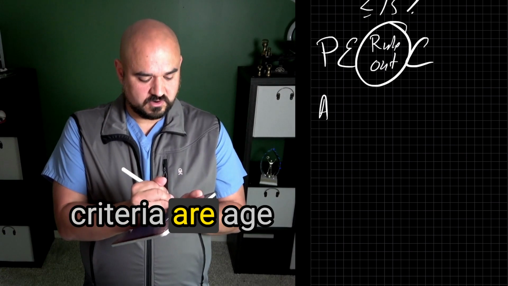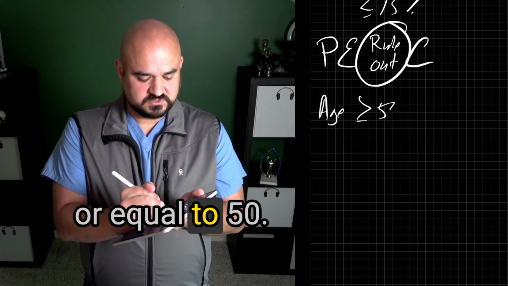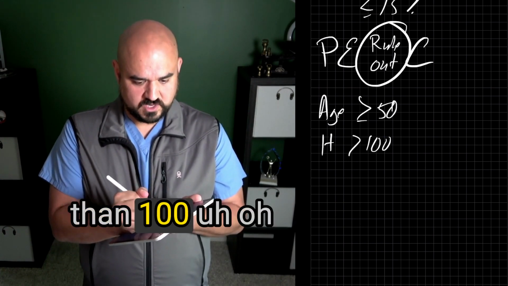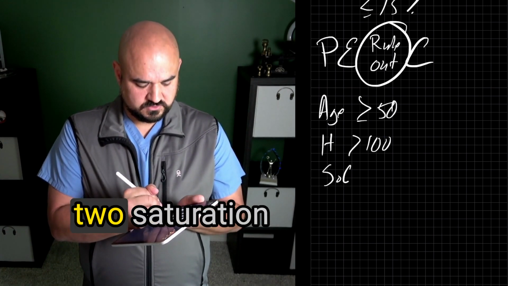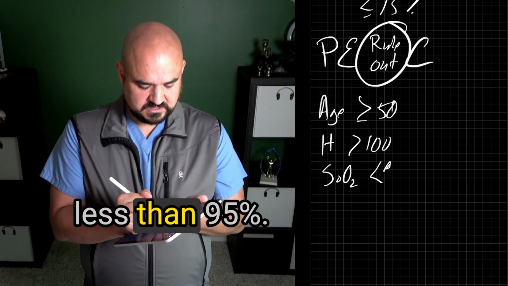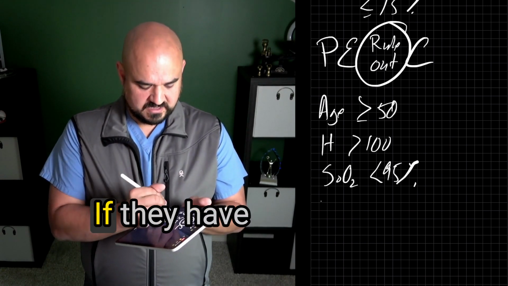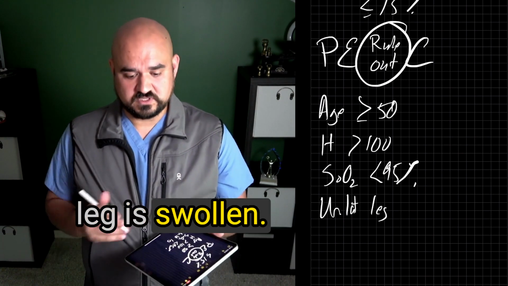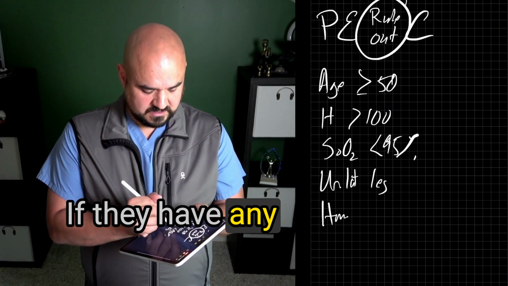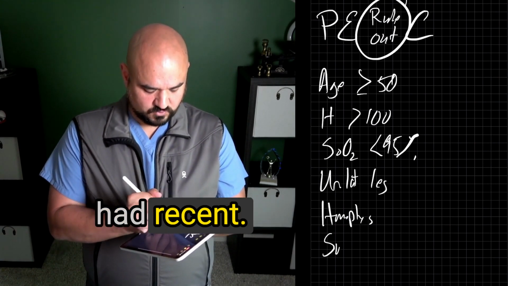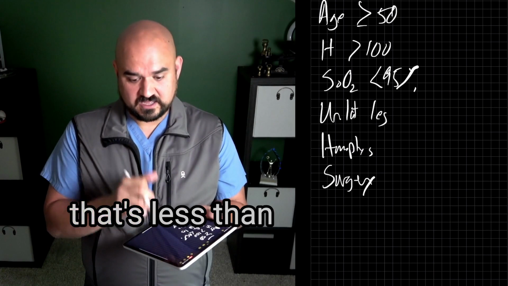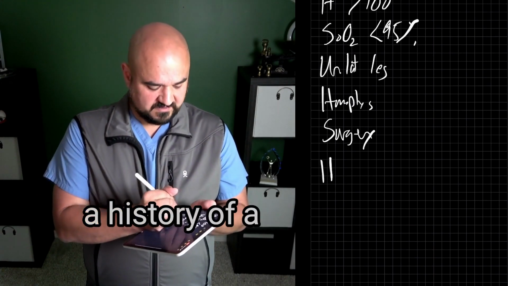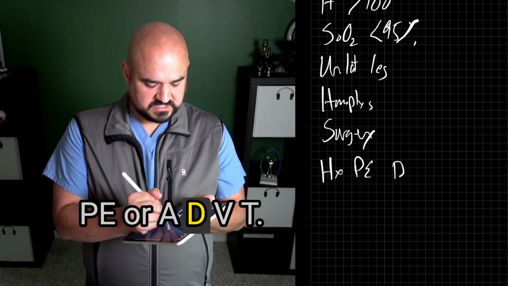The PERC criteria are age greater than or equal to 50. This is positive. Heart rate greater than 100. O2 saturation less than 95%. If they have unilateral leg swelling, one leg is swollen. If they have any hemoptysis, if they've had recent surgery, that's less than 4 weeks. They've had surgery in less than 4 weeks. Or if they have a history of a PE or a DVT.